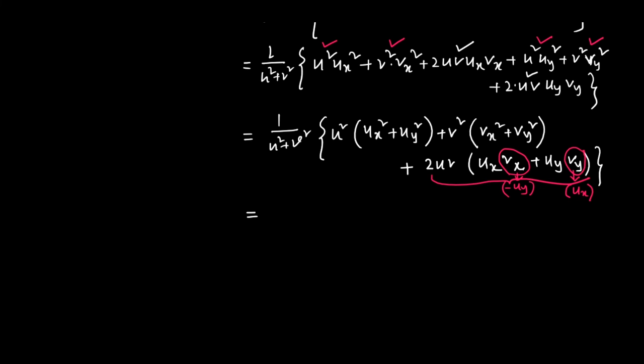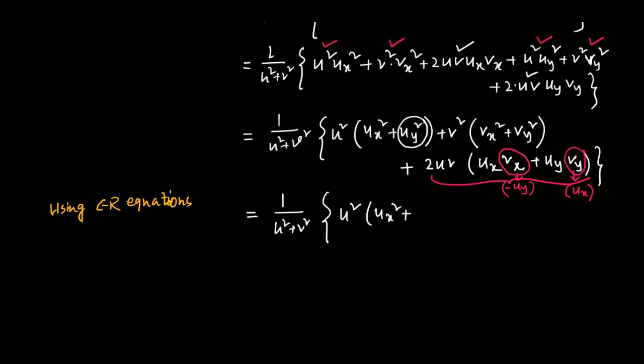So as a result, can you tell me what will be the value of this particular term? Absolutely correct. This particular term will be zero. So using CR equations, this term will be simply zero. So I will get 1 by u square plus v square into u square into ux square plus, again, if I consider uy, we know by Cauchy Riemann equation, uy is equal to minus vx. So this will be minus vx whole square.